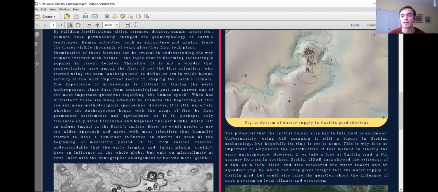Unfortunately, the Central Balkans, and by that I mean in the first place Serbian archaeology, is still far behind in using LiDAR data to investigate archaeological sites, and only a few archaeological sites in Serbia have been scanned by LiDAR. One of them is the famous Caričin Grad, the 6th century fortress, which revealed a whole system of water supply. A dam was built in order to supply water. There were water towers. A whole aqueduct was shown in LiDAR data, which you can see on this image, on this DTM actually.